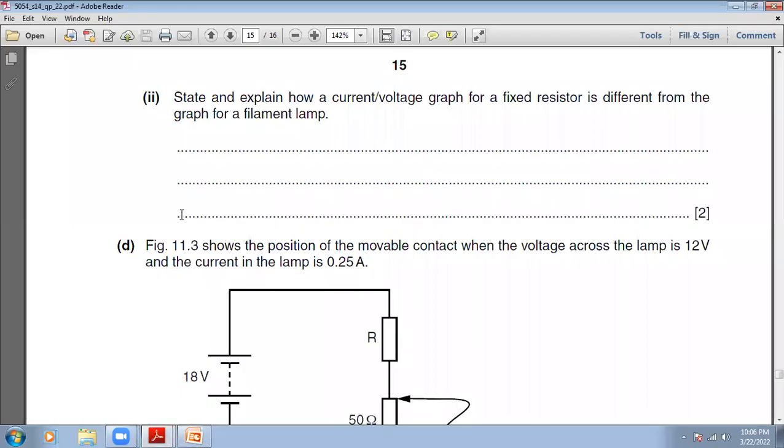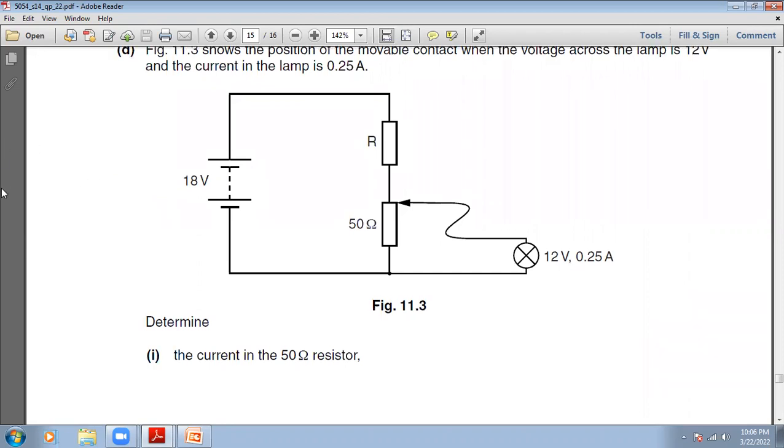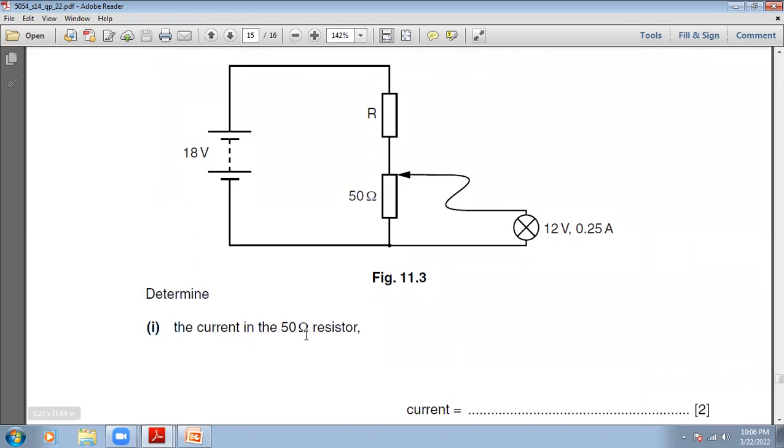Okay, so let's move to the next part. He says, figure 11.3 shows the positions of the movable contact when the voltage across the lamp is 12 volt and the current in the lamp is 0.25 ampere. The first question is the current in the 50 ohm resistor. Remember these two are parallel to each other.